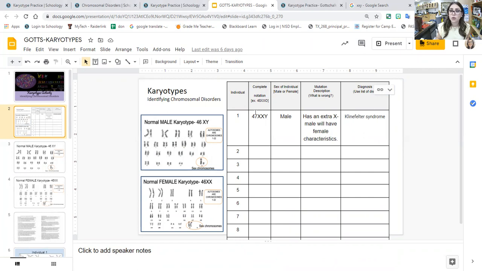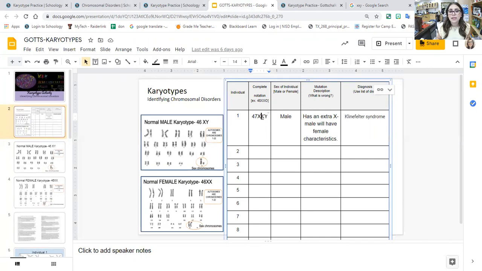47 because I have one extra. I'm supposed to have 46 in a normal male. And that X is indicating where my mutation was. This is obviously, again, going to be a male because of that Y chromosome. And in this mutation, I have an extra X chromosome, which is a female chromosome. So this is going to be a male with some female characteristics. And the diagnosis is called Klinefelter syndrome.